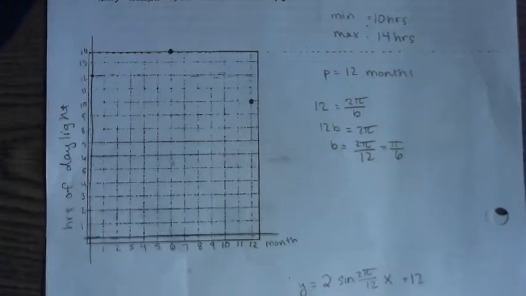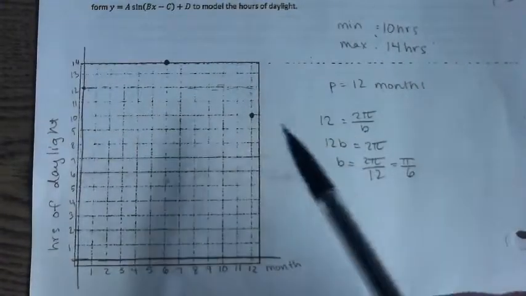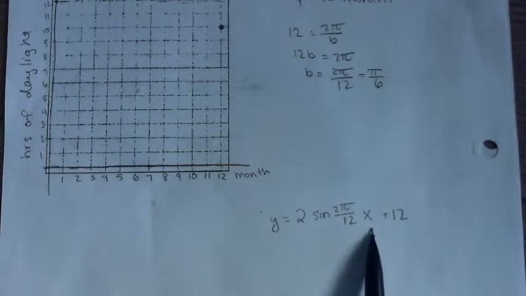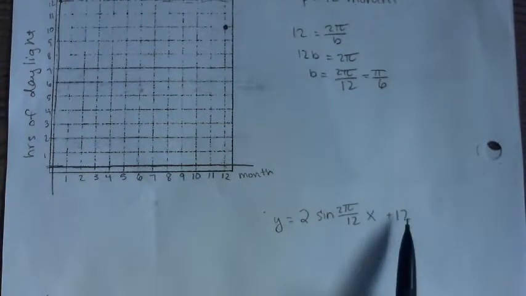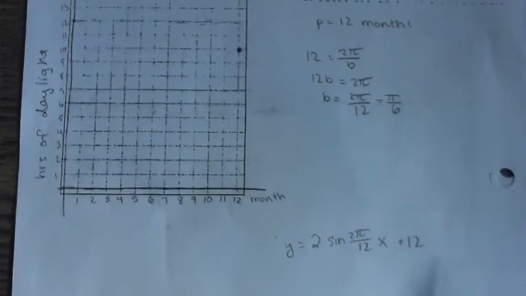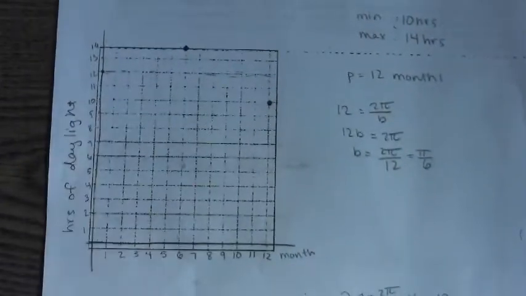So that's really all we have until this equation here. So Taylor has the amplitude at 2, the b as 2 pi over 12. There is no phase shift apparently, plus the midline at 12. All of that without actually completing the picture.